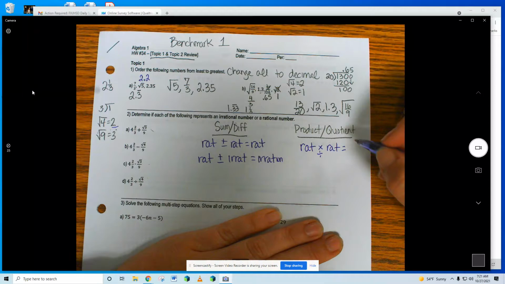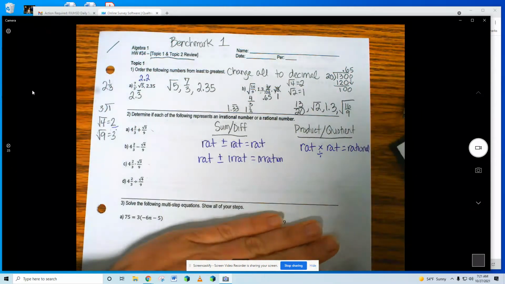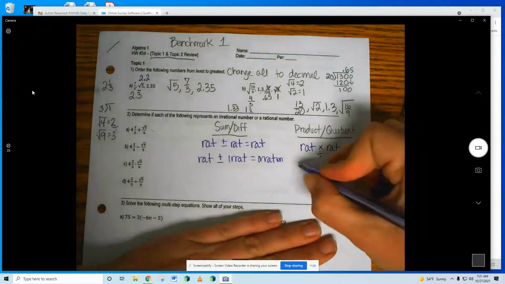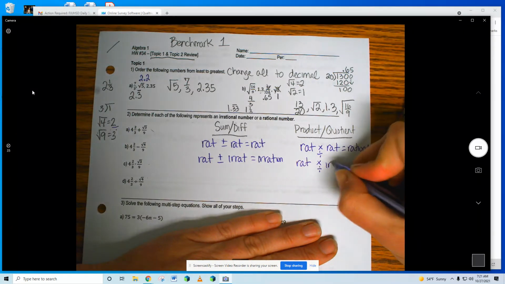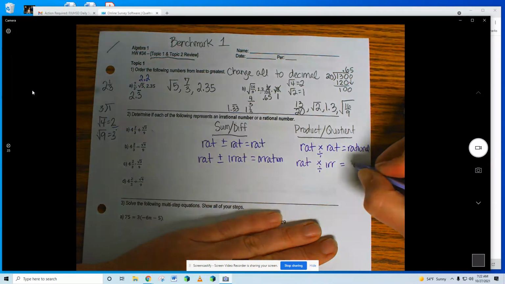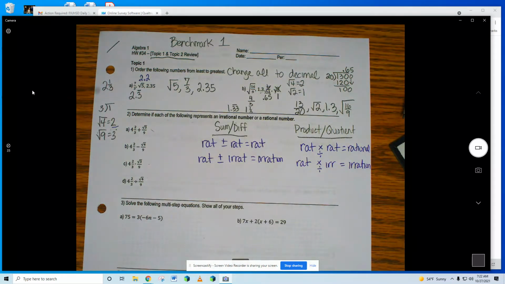The product of two rational numbers is rational. A rational product or divided by an irrational equals irrational. Do you see how there's a pattern here? When they're the same, rational and rational, I get a rational number. If I mix it and say rational and irrational, I get an irrational answer.